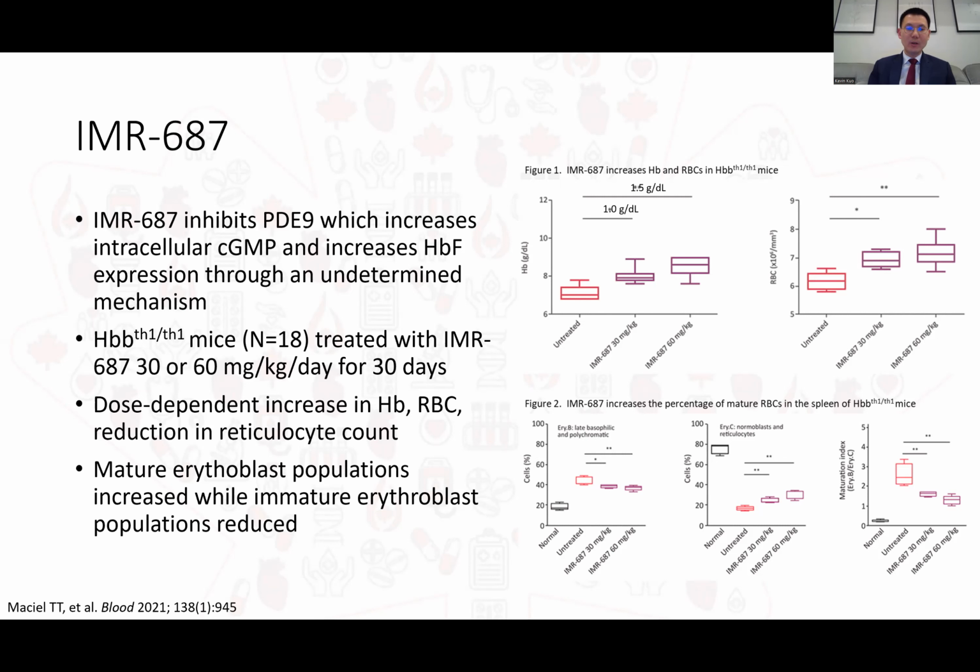In a thalassemic mouse model of 18 mice treated with IMR-687 at 30 or 60 milligrams per kilogram per day for 30 days, there was a dose-dependent increase in hemoglobin and red blood cells, as well as a reduction in reticulocyte count. As you can see in figure 1 on the right-hand panel, at the 60 milligram per kilogram dose, there was a 1.5 gram per deciliter increase in hemoglobin compared to the untreated mice. As well, as you can see in figure 2, the mature erythroblast populations increased while the immature erythroblast populations were reduced.